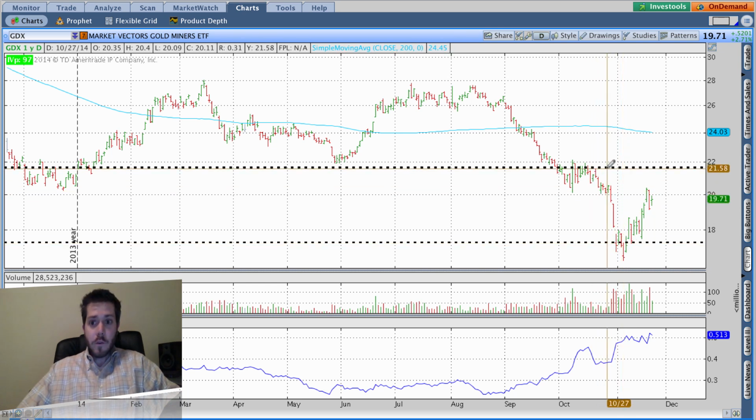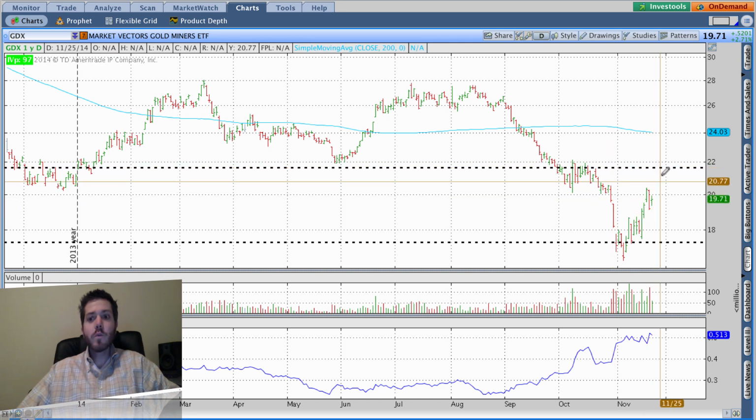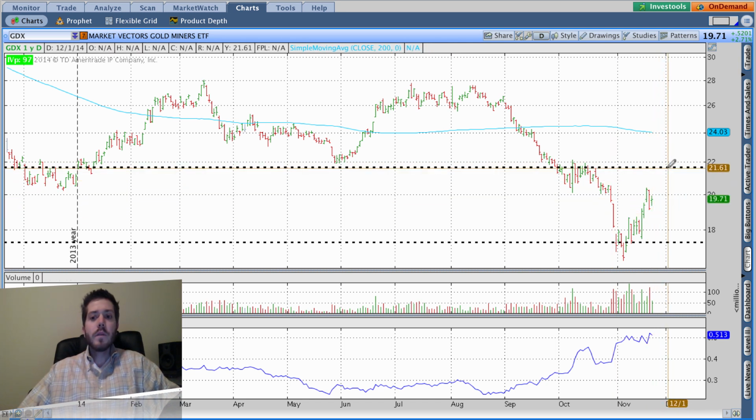So this overall line, I could see it possibly holding as a resistance line if GDX were to retest there, which would be beneficial because that would push it back down and back into the range, the Iron Condor range.